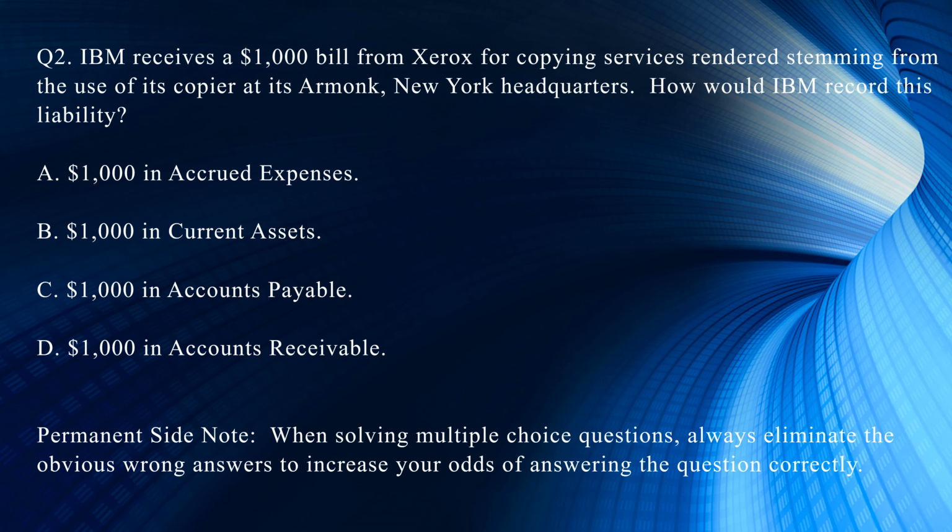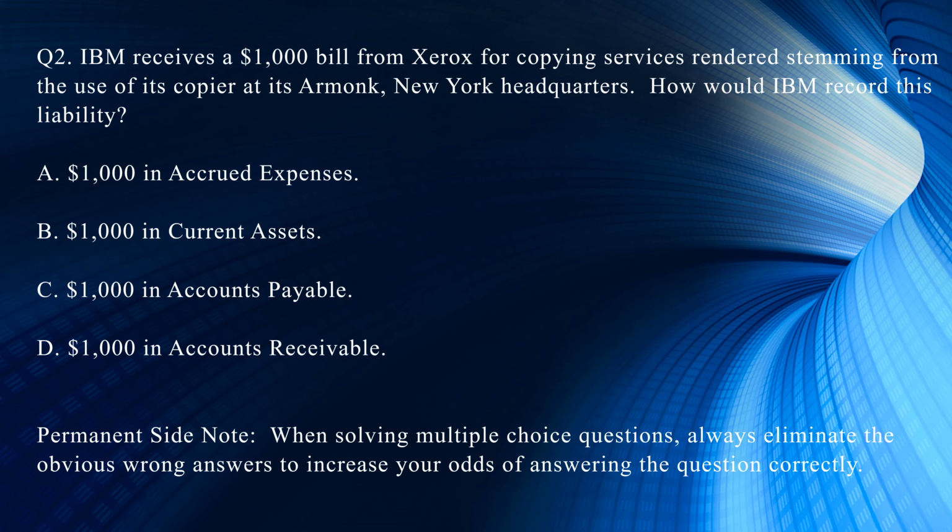Remember, when solving these multiple choice questions, always eliminate the obvious wrong answers to increase your odds of answering the question correctly. We know that IBM received a bill for $1,000. We know that that's an exact liability, so we could eliminate A as one of the potential answers, because A is $1,000 in accrued expenses. B is $1,000 in current assets, and because we're talking about current liabilities in this question and not current assets, we could eliminate that as a possible correct answer as well.